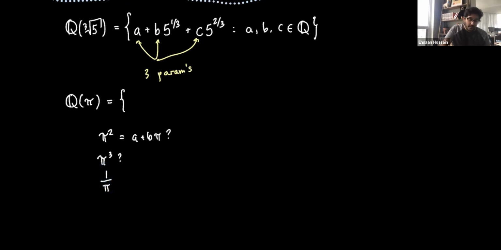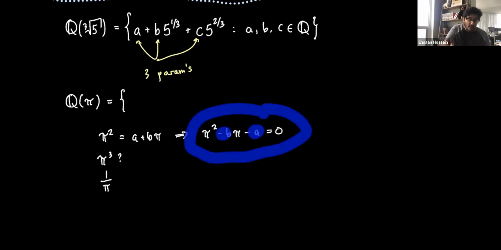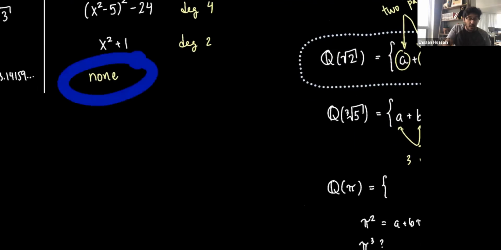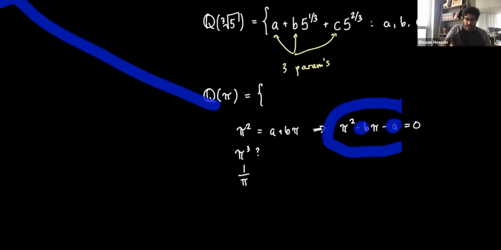If I can write pi squared as a plus b pi, then look what happens. Pi squared minus b pi minus a equals 0. So this is a polynomial with rational coefficients, negative b and negative a, and pi is a root of this polynomial. And that contradicts what I said earlier. There is no polynomial with that property. That's a theorem, that pi is transcendental. There's no polynomial with pi as a root. So I just contradicted this theorem, right?